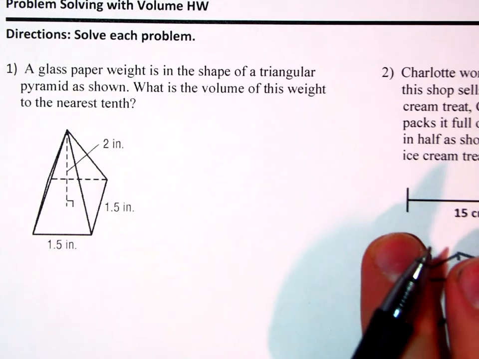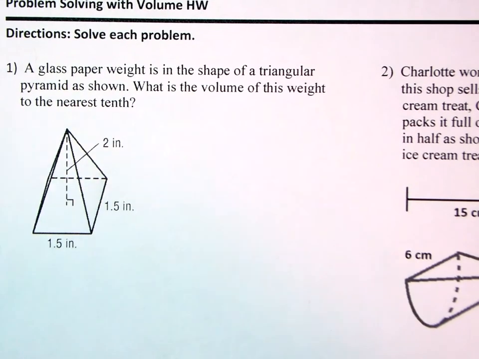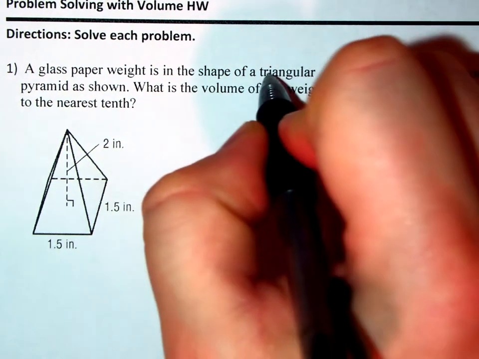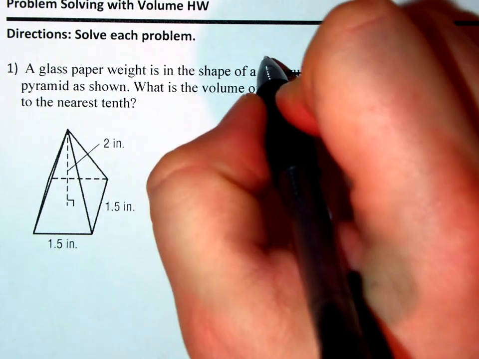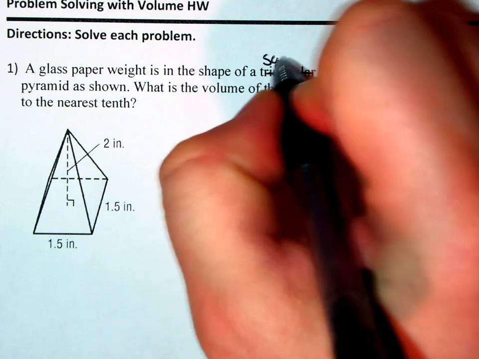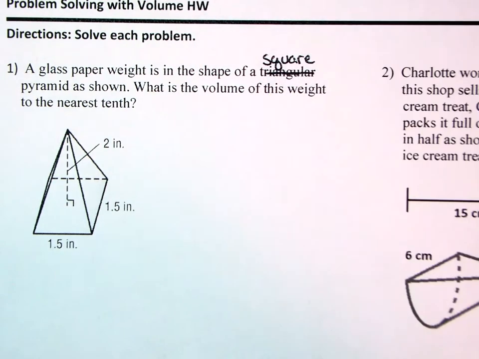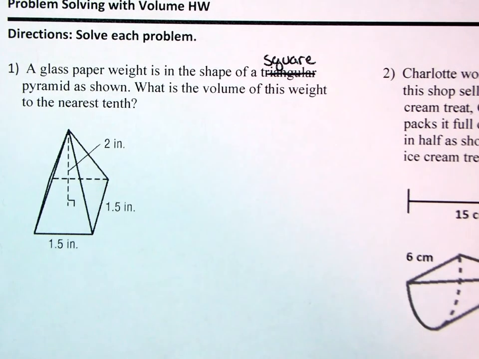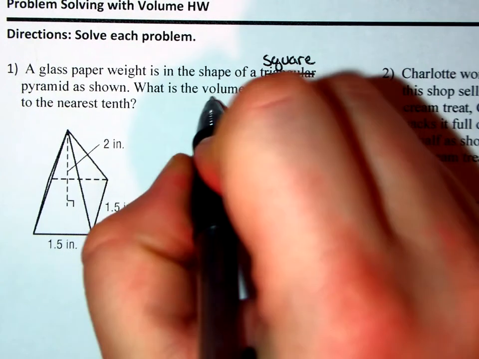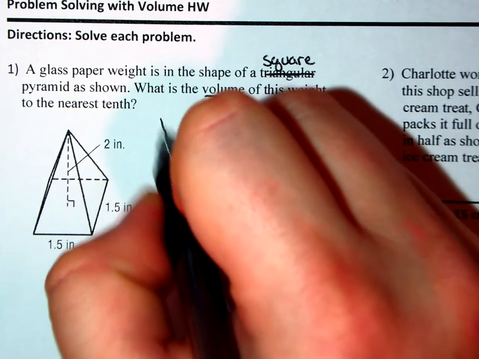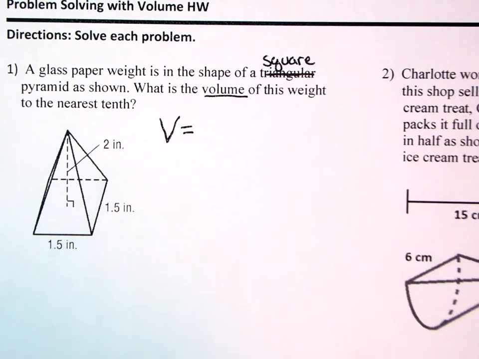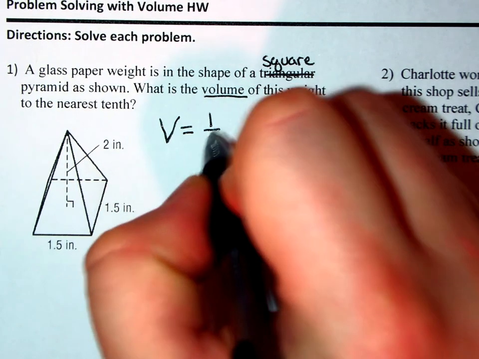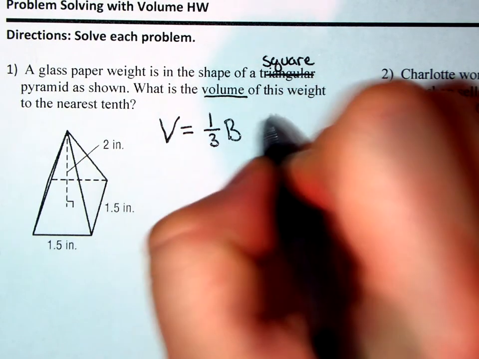Well, now let's look at an example problem. A glass paperweight is in the shape of a triangular pyramid. That's not a triangular pyramid. That is a rectangular square pyramid. As shown, what is the volume of this weight to the nearest tenth? So since I'm dealing with volume, I know I'm going to be using the formula V equals, and I have a pyramid, which tells me I will be using the formula 1/3 base times height.